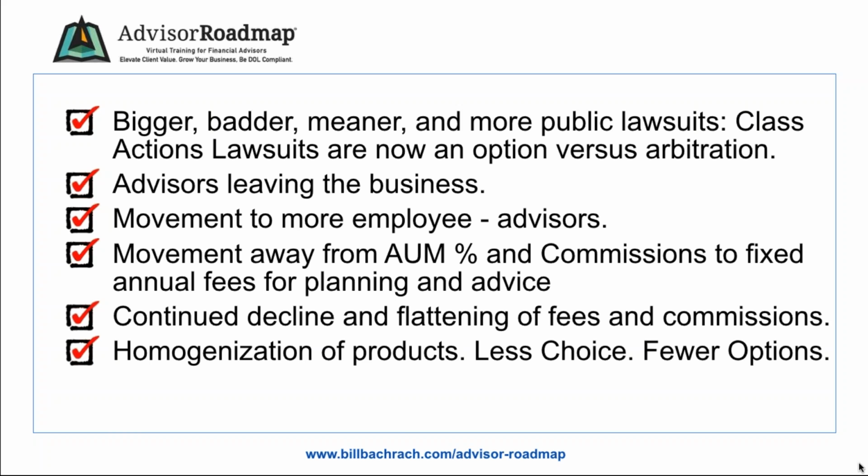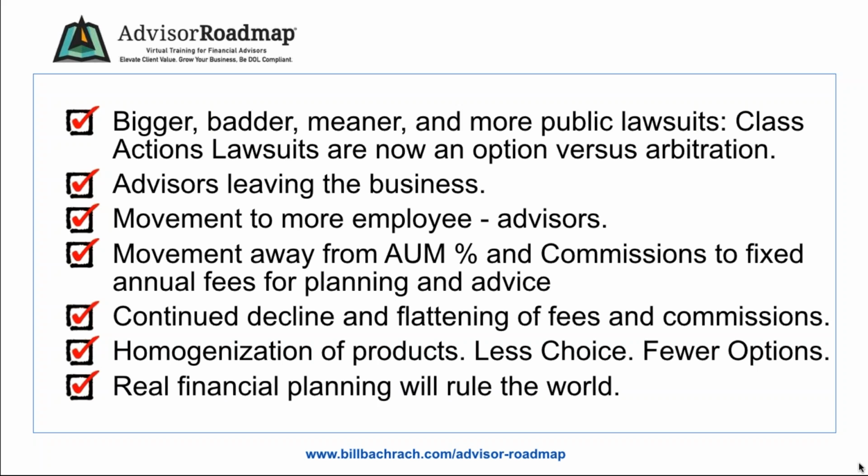You're also seeing a homogenization of products, so less choice, fewer options. Every executive that I know who's at the top of the food chain, the C-suite, if you will, of all the major firms, at least the ones that I know and talk to, which are quite a few, they are simplifying their product list. Fewer mutual funds, fewer annuities, fewer alternatives. They're basically saying we just don't need this many, and having this many is more complicated and more expensive, so you're seeing a homogenization of products, less choice, and fewer options.